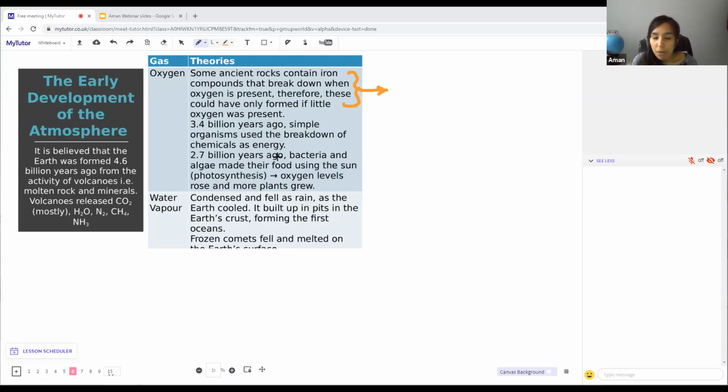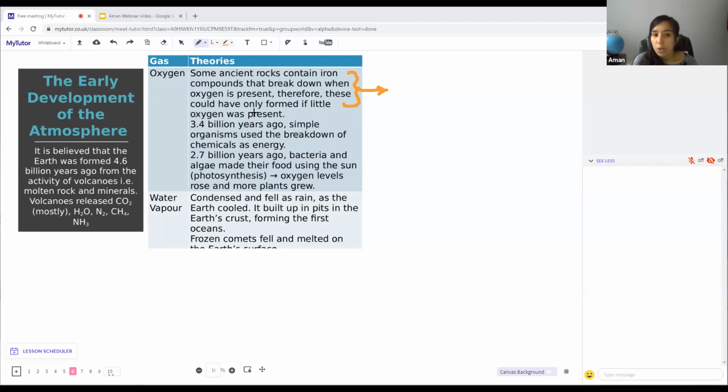Well, it's believed that about 3.4 billion years ago, so remember the Earth formed 4.6 billion years ago, but 3.4 billion years ago, there were some simple organisms, and these used the breakdown of chemicals as energy. So chemicals in the atmosphere, chemicals in the rocks, they used those as energy. And when they used those as energy, eventually we started to get bacteria and algae made. And when these bacteria and algae formed, which was 2.7 billion years ago, remember photosynthesis takes place, so they are plants.